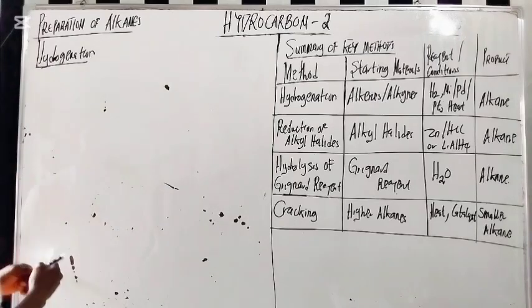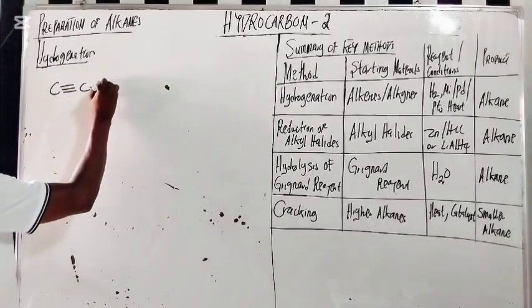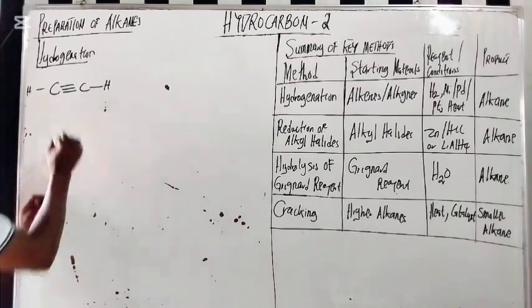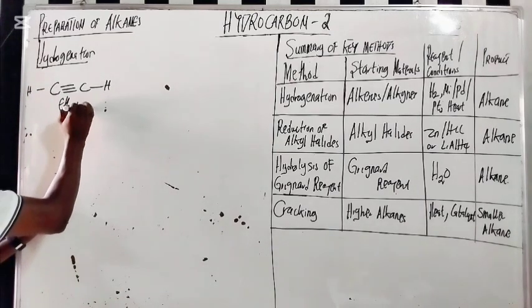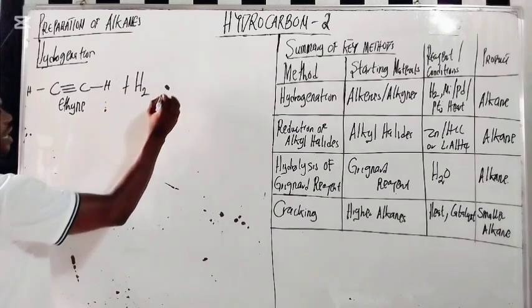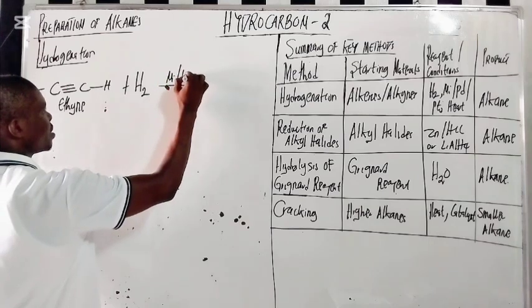So now here we have carbon triple bond carbon, here we have hydrogen, here we have hydrogen, right? You can see that this is ethyne. You are adding H2 to it in the presence of nickel.